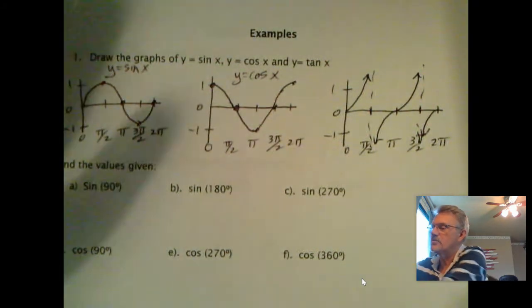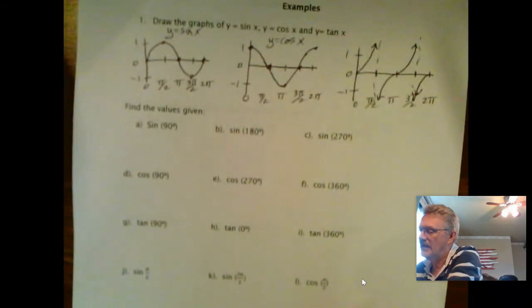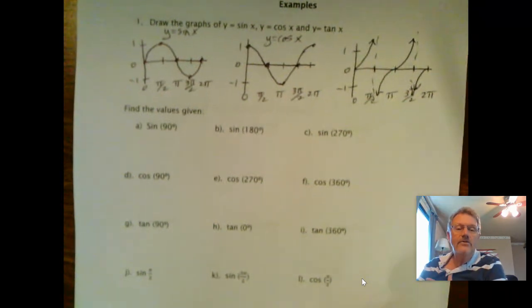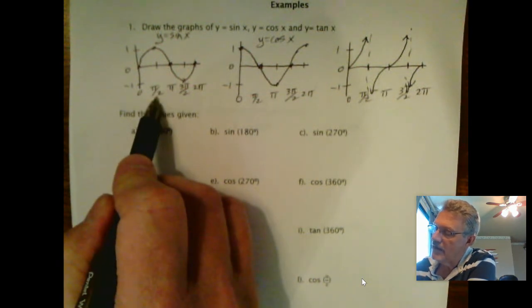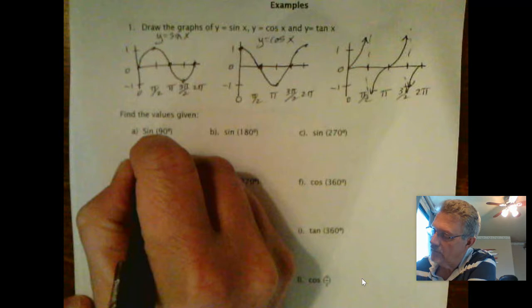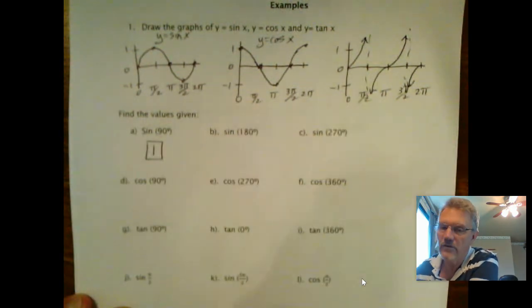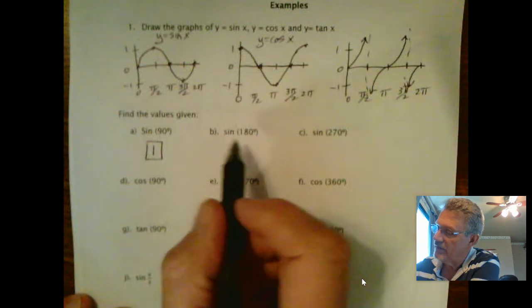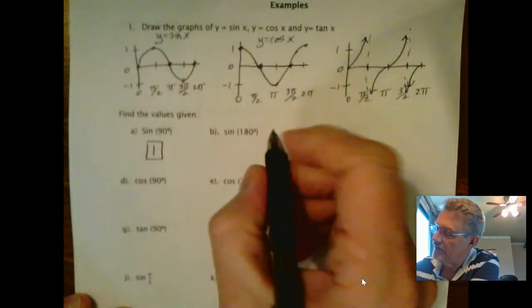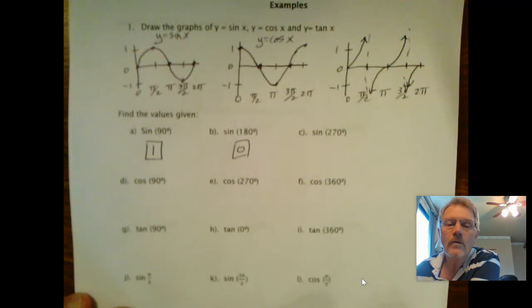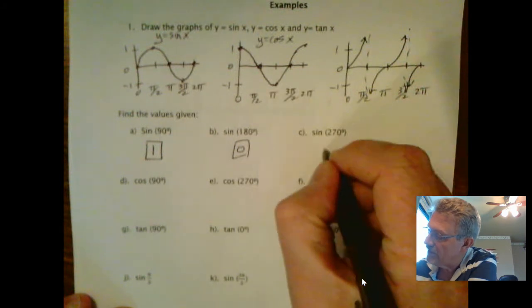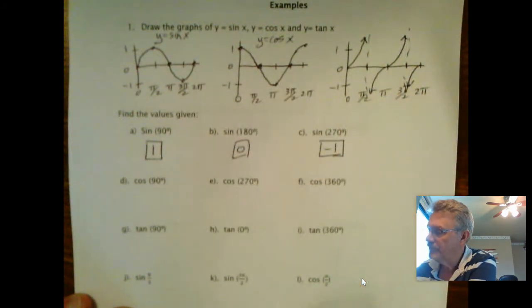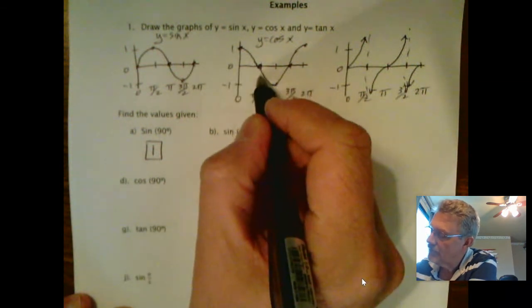Okay, so what we're going to do then is take those three graphs and answer these questions, find the values given. All right, so sine of 90. 90 is pi over 2. The y value is 1. Not a lot of work to show. Drawing the graphs is your work. Sine of 180. At 180 degrees, the y value is 0. Sine of 270. 270 is 3 pi over 2. The y value is negative 1. Okay, cosine 90 is 0.